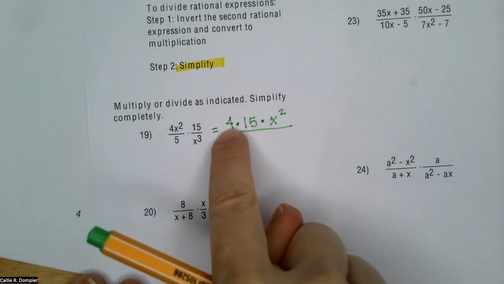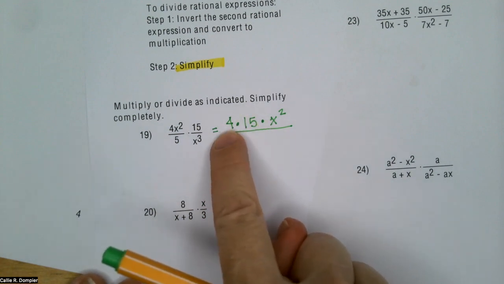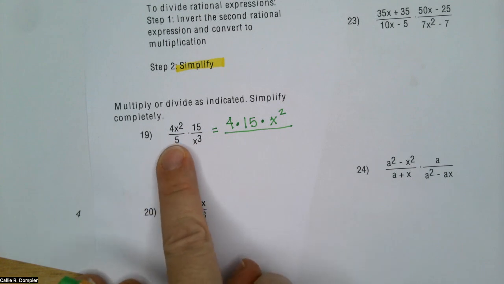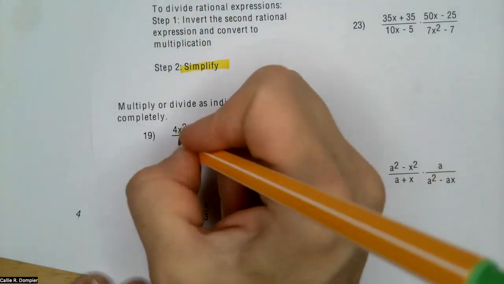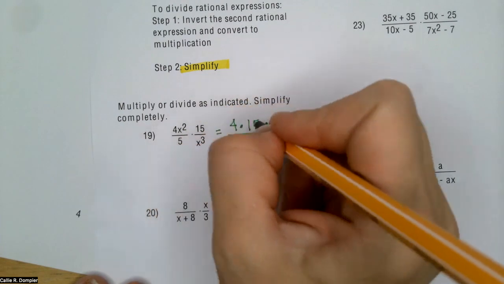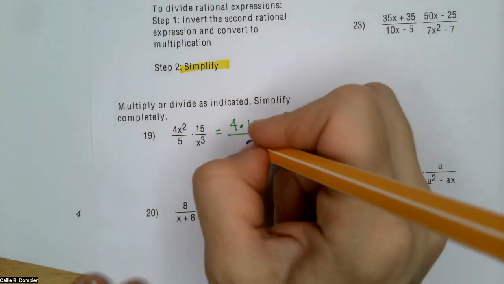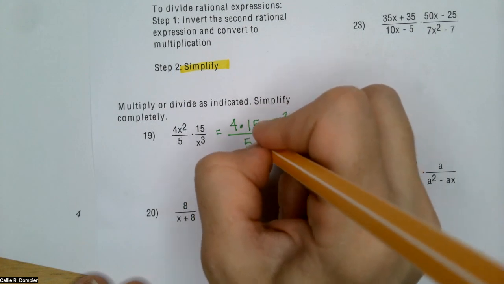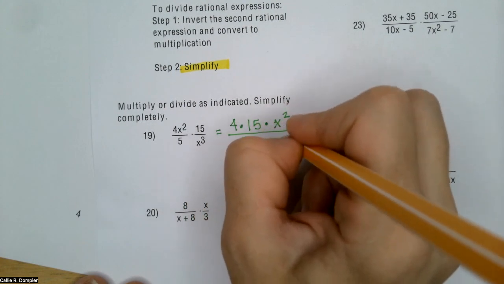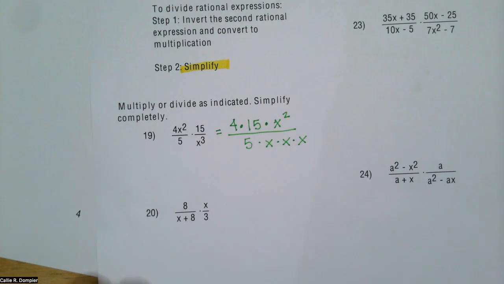If you get a really big number when you multiply 4 times 15, then you're going to have to divide it all by 5 anyway, right? Because there's a 5 on the bottom. So 4x squared times 15 is just 4 times 15 times x squared. 5 times x cubed is just 5 times x cubed, which you could even write out as x times x times x. We're trying to keep it simple. We're trying to keep numbers small.